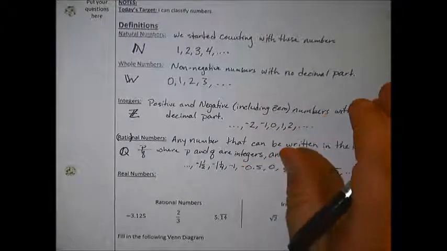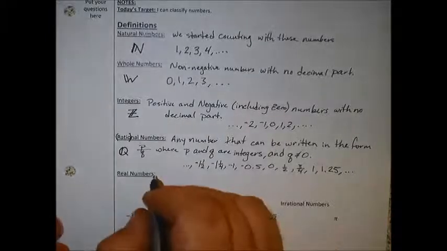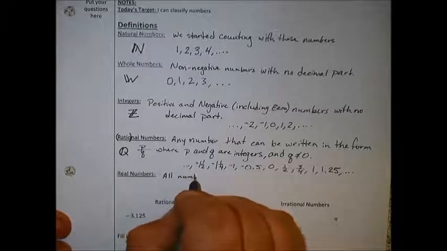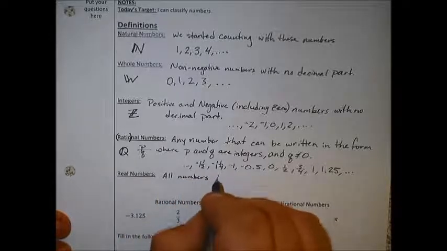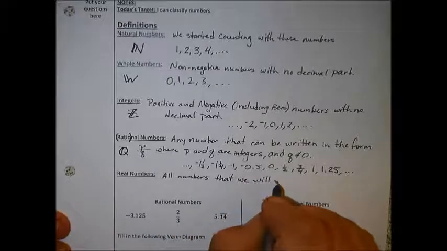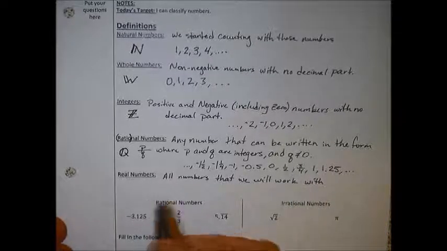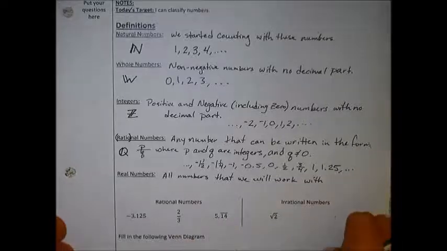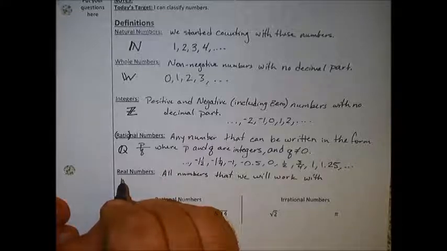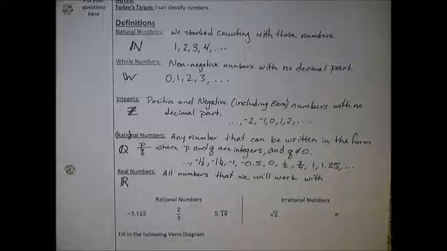All these sets are pieces of what's called the real numbers. And the real numbers, we're just going to say for now that they're all numbers that we will work with. Okay. More specifically, we're going to get into what really constitutes as the real numbers, but we need a letter for that also. Real numbers starts with an R, so I'll put a double bar on that first leg and write an R there. Okay.